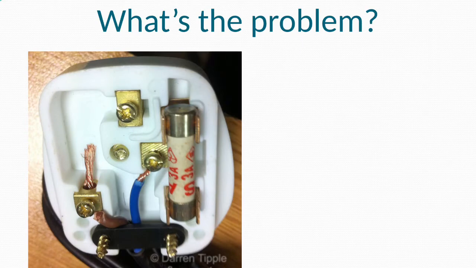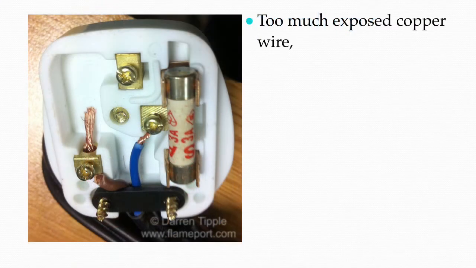Here we have a picture of a very poorly wired plug. What I'd like you to do is pause the video and try and identify as many issues with the way this plug is wired as you can. When you're happy, restart the video and we'll go through some of the issues. One issue is that the wire on the left hand side has far too much exposed copper wire sticking through. This could come loose and cause a short circuit.